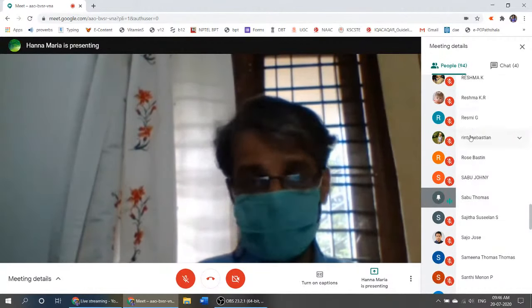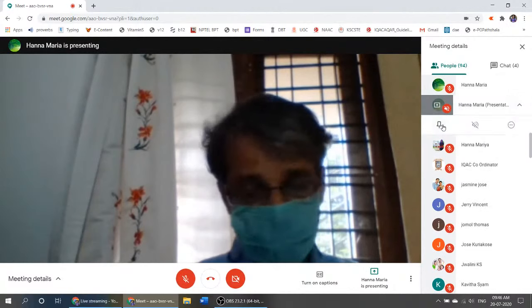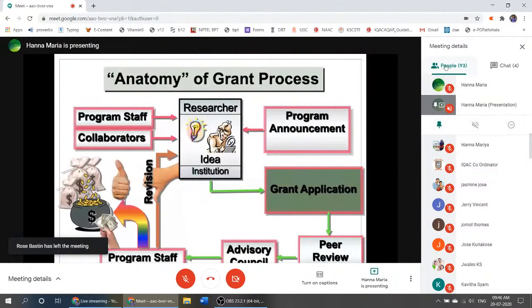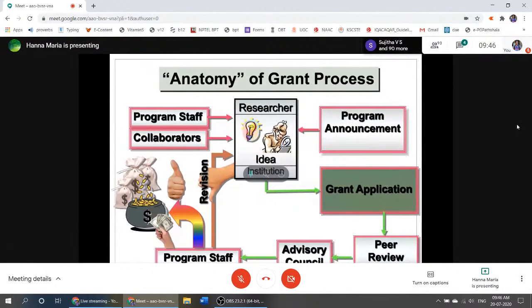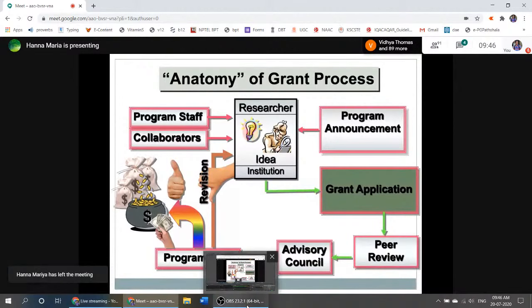And this grant application will always go for a peer review process. Nobody will give you money just like that. It will be reviewed by very good experts, sometimes 4 people, sometimes 5 people. If you look at European Union projects, it will be reviewed by really international experts. Then it will go to the advisory board. There is always a committee. The committee looks at all the comments, and then it will go to the program staff.